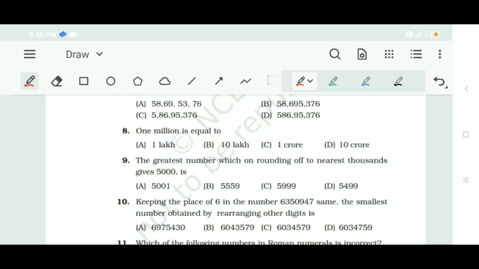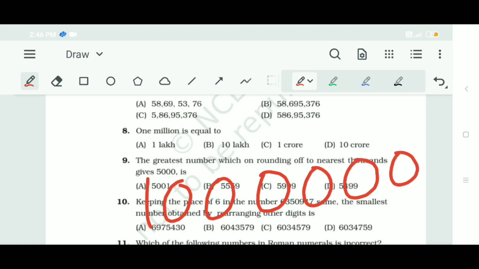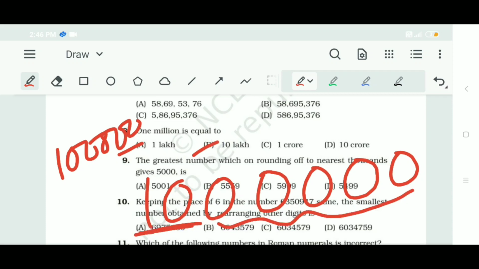Now in question number 8, it is written 1 million is equal to, 1 million means after 1 we will get 6 zeros. Here you can see 6 zeros, and in the option it is given 1 lakh. Of course not, because in 1 lakh we are getting 5 zeros after 1. Then 10 lakh, yes, it is 10 lakh, because in 10 lakh we are getting 6 zeros. So option B is the correct one for question number 8. Let's do the next sum.